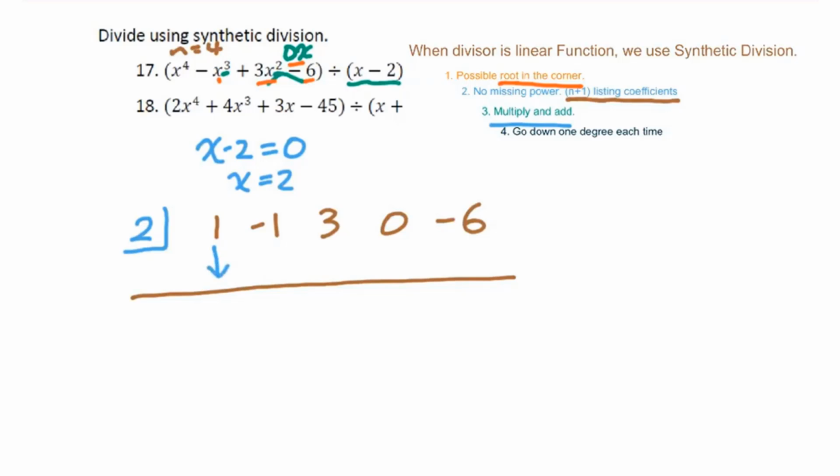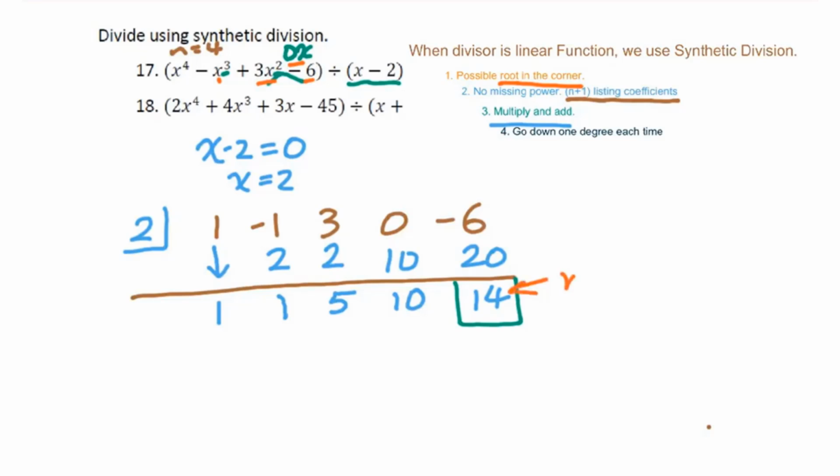First one always drops down. Multiply 2 times 1, that's 2. Then adding, I got 1. 2 times 1, I got 2. Adding is 5. 2 times 5, that's 10. Adding is 10. 2 times 10 is 20. We got 14. Then always put the last number in a box, because this will be the remainder.